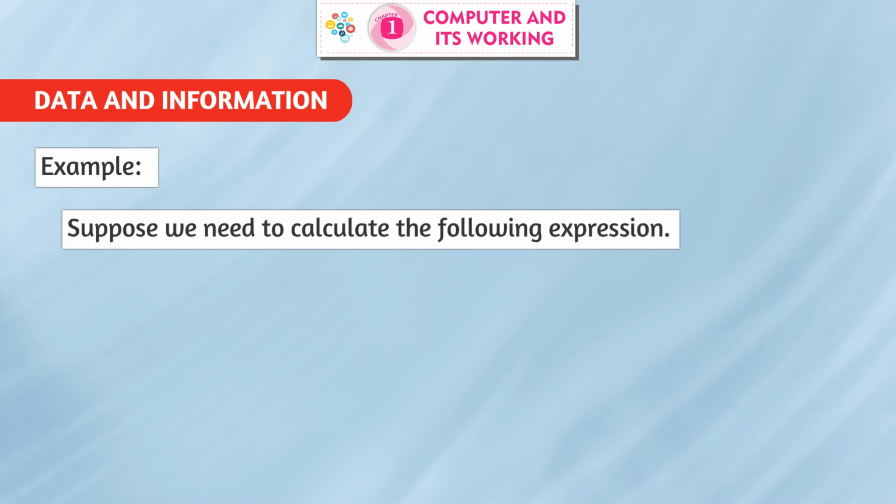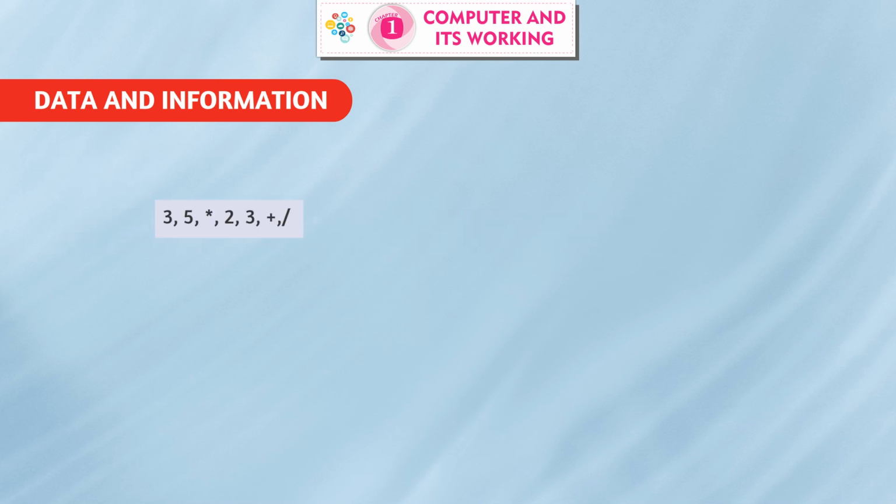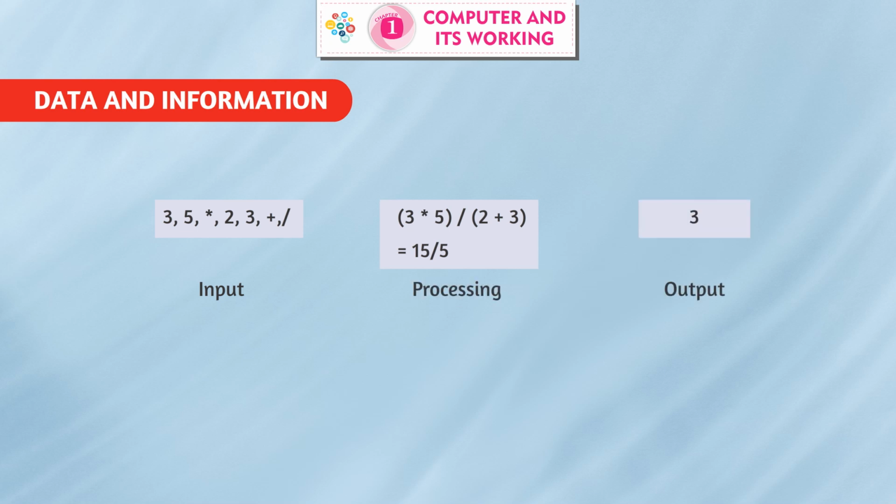Example. Suppose we need to calculate the following expression: 3 multiply 5, divide 2 plus 3. Input: 3 multiply 5 divide 2 plus 3. Equal to 15 divide by 5. Processing. Output: 3.